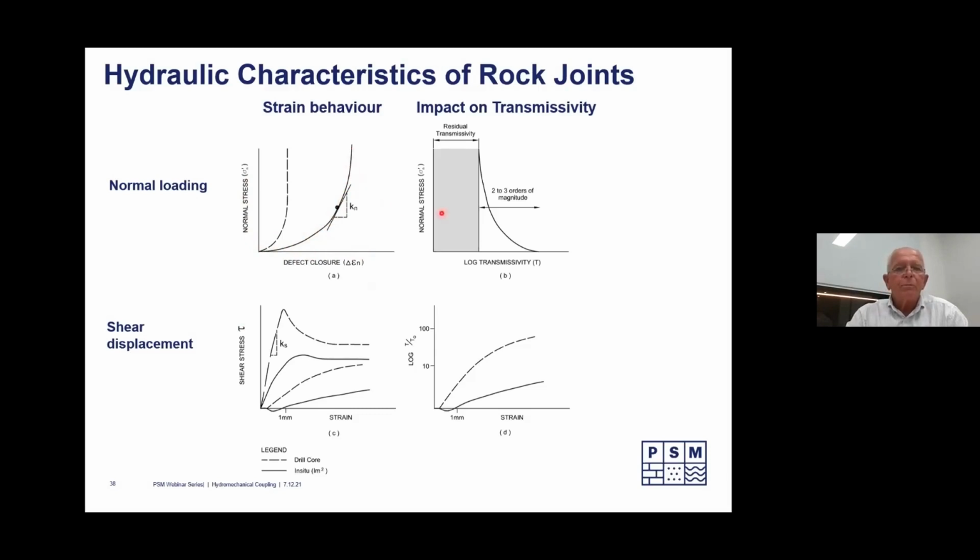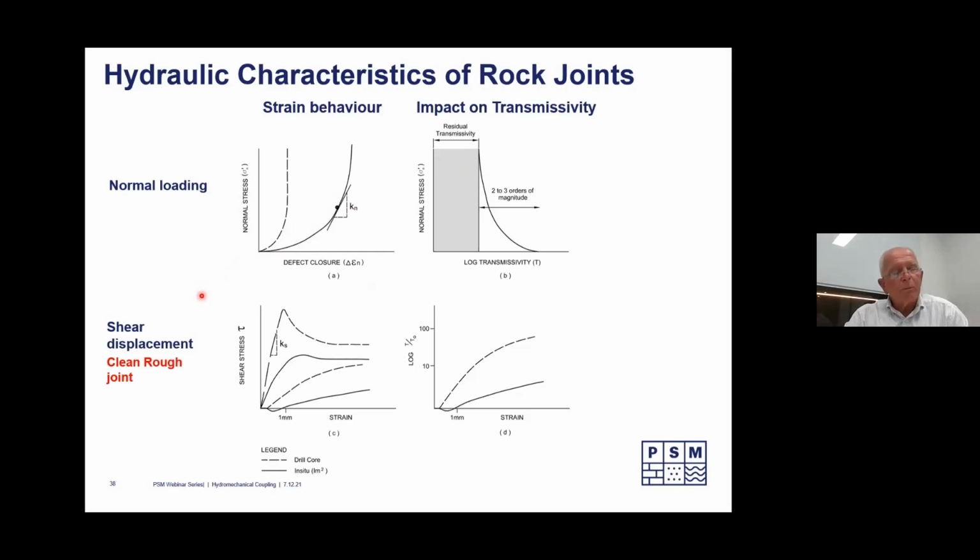So that means, when we look over here, that we do get a decrease in the hydraulic conductivity or the transmissivity here, but there is a residual that we can't do anything about. That stays locked in. We come down here to shear displacement.